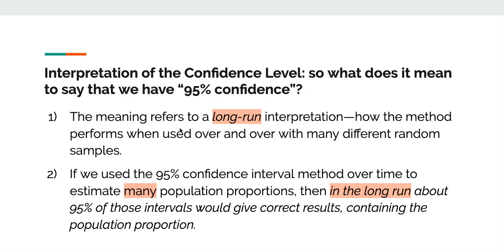If we used the 95% confidence interval method over time to estimate many population proportions, then in the long run, about 95% of those intervals would give correct results containing the population proportion.